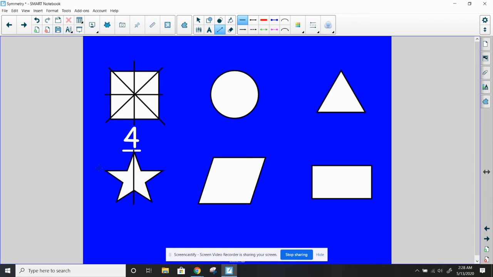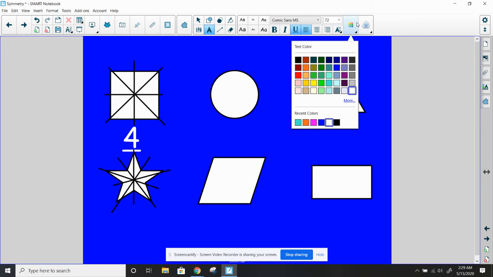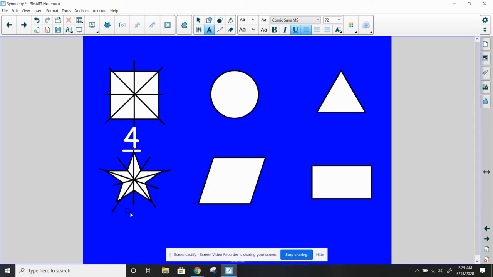Well, believe it or not, I can do the same thing for each one of these vertices and draw it straight across here. That's two. And that's three, as close as I can get here. And that's four. There we go. And one more, five. So this particular star has five lines of symmetry. So I'm going to put a five down here to show that it has 5 lines of symmetry.